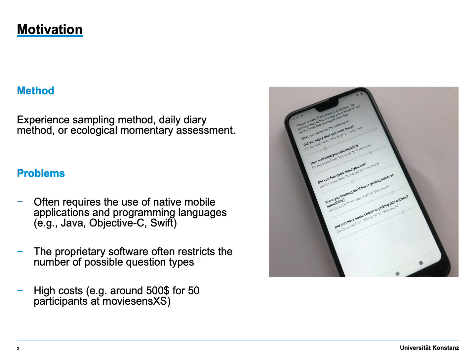The second problem is that proprietary software often has some number of predefined possible response types that you can ask users. Researchers were bound to use these tools that were provided by the apps. Third, the cost of these apps can be extremely high. For example, you might need to spend around $500 for 50 participants on one of the platforms.